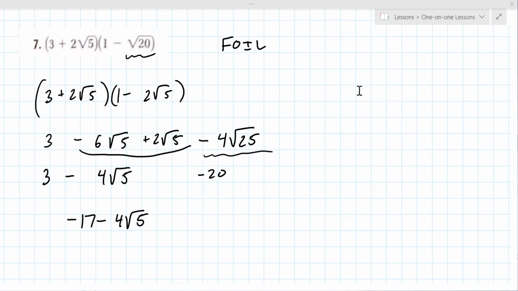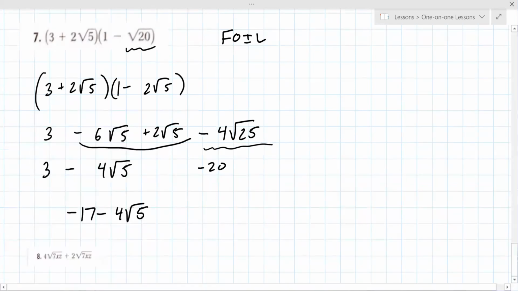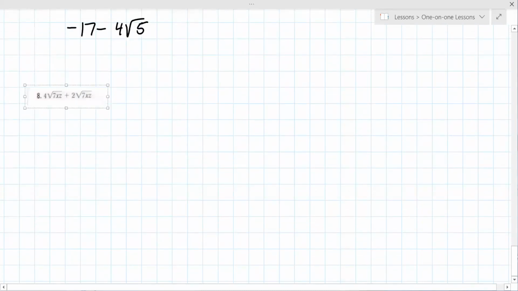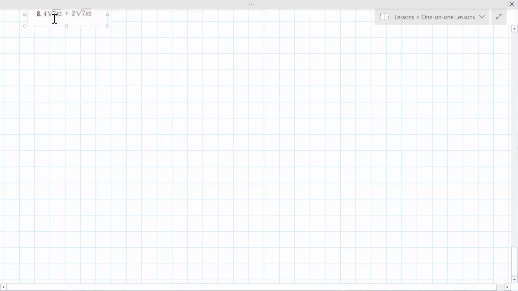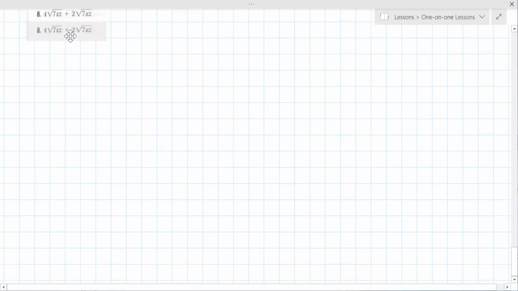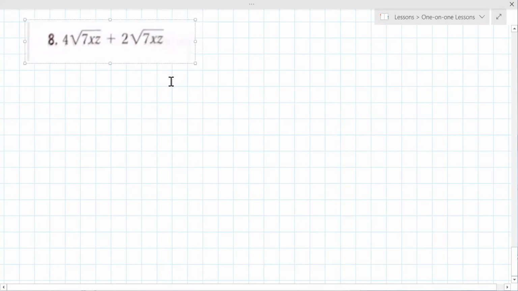All right, 8 is oddly out of place because it's kind of straight, kind of simplistic. You have the same thing under the square root in both of them. So you have 4 of them on the left and 2 of them on the right. So that means you have 6 of them together, 6, 7, x, z.